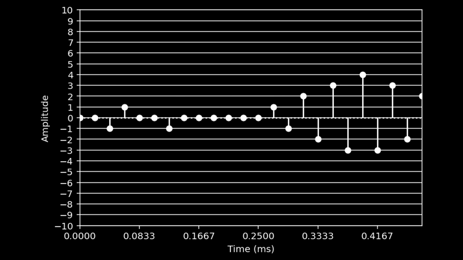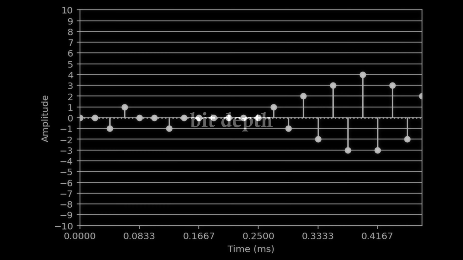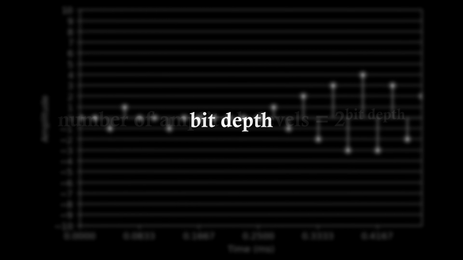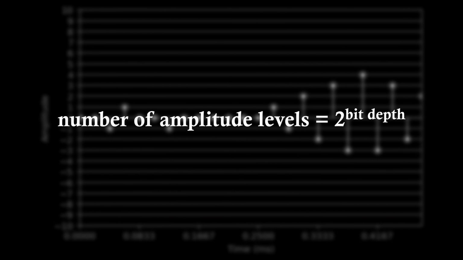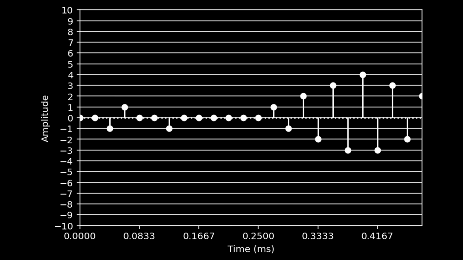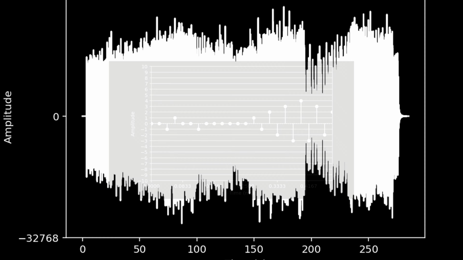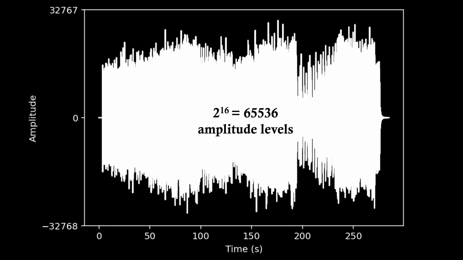The number of possible amplitude values available to the samples is determined by the bit depth of the audio, where the number of amplitude levels is equal to 2 to the bit depth. In this example, we are dealing with 16-bit audio, so there are 2 to the 16 possible amplitude levels. Now we will take our first step to turn this humble waveform into the beautiful plots I have shown you.